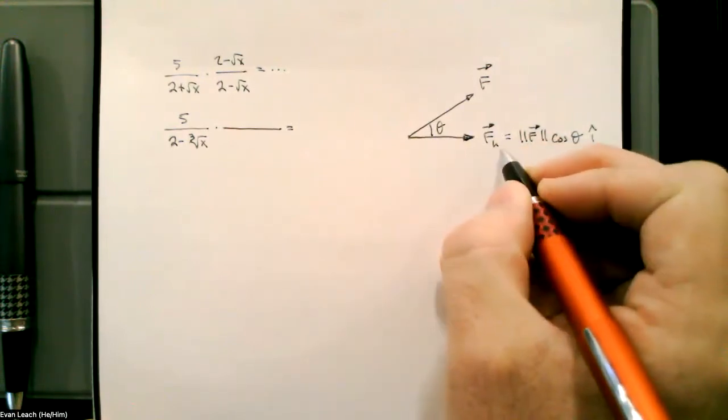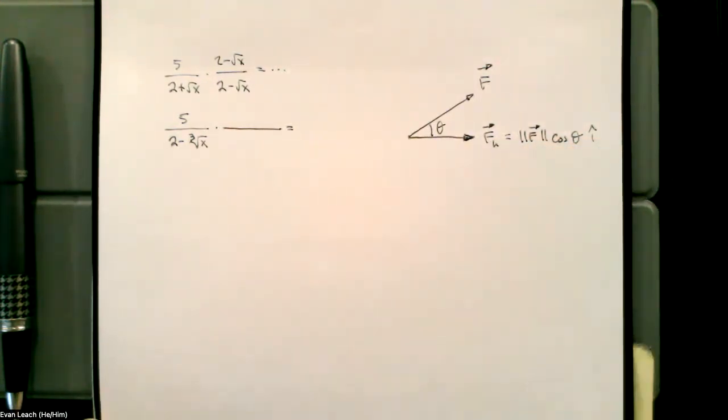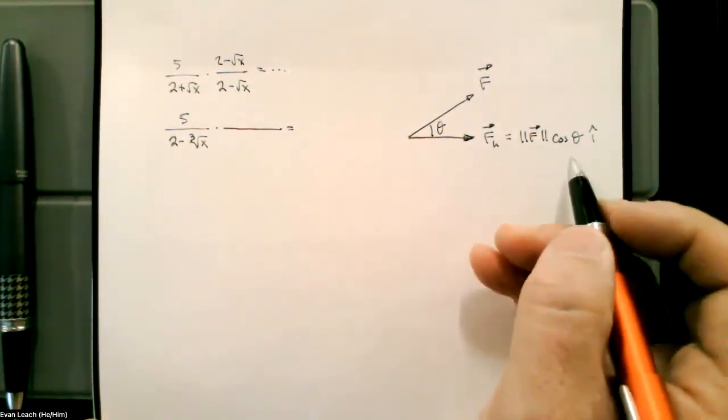This is just F_H, which is just the derivative of, should I say F? It's kind of a vector. The derivative of the function in this horizontal direction.